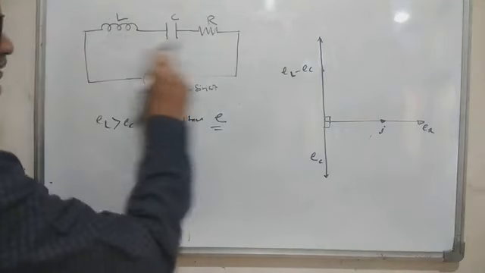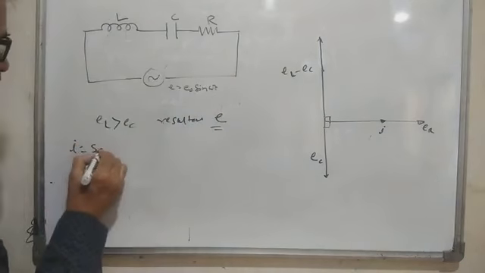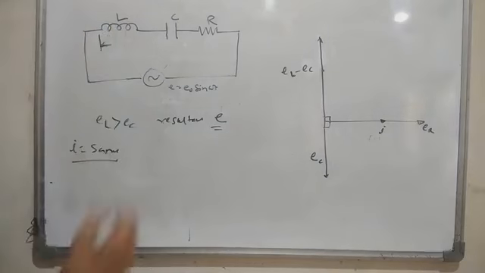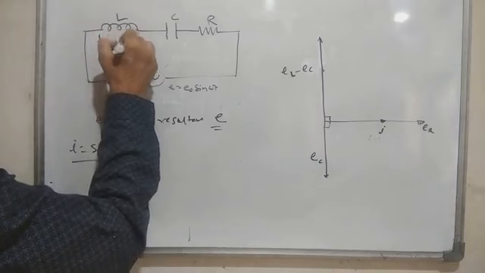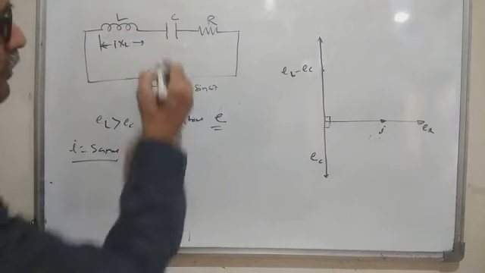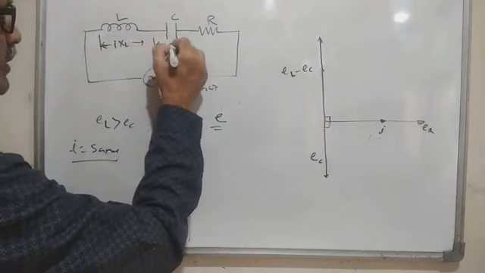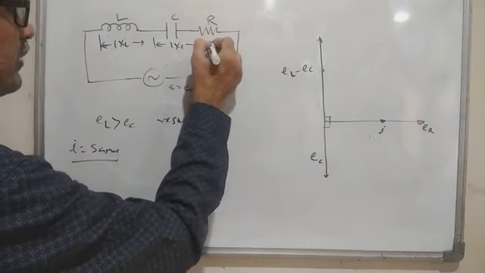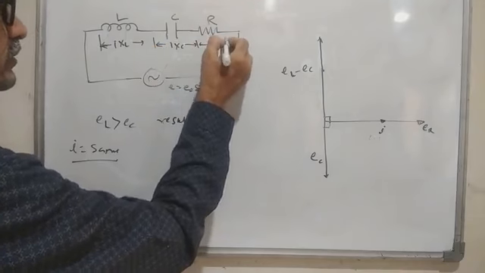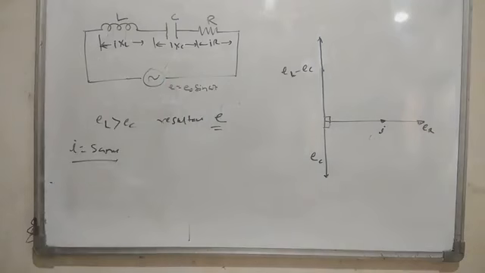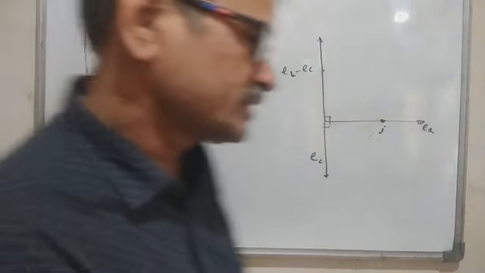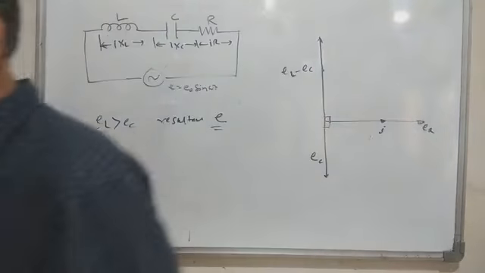current is the same. In the series circuit, I will be the same, and there will be a drop across this inductance. That drop will be I into XL. And the drop across the capacitance will be I into XC. And the drop across the resistance will be what? It will be I into R. This particular thing we have already discussed in the current electricity chapter. So you are aware in case of series circuit, current is the same and voltages are different.